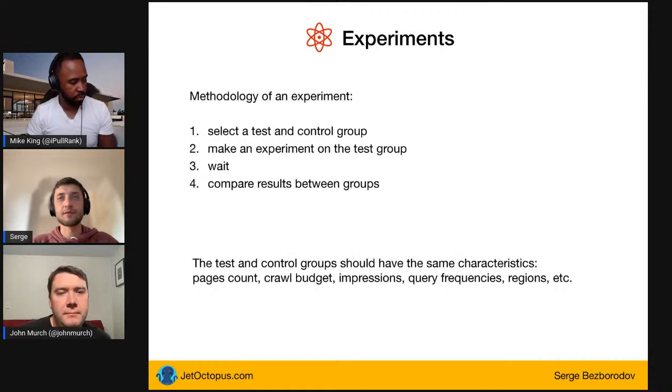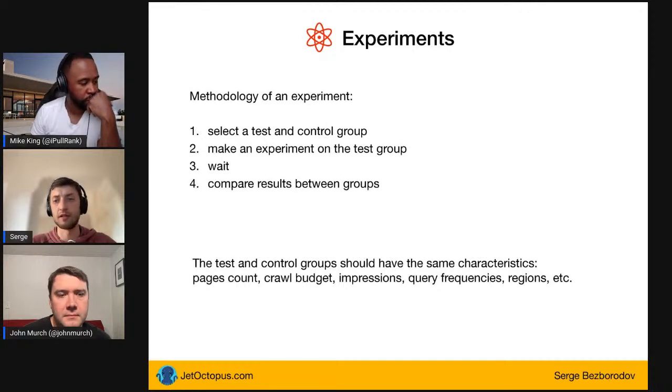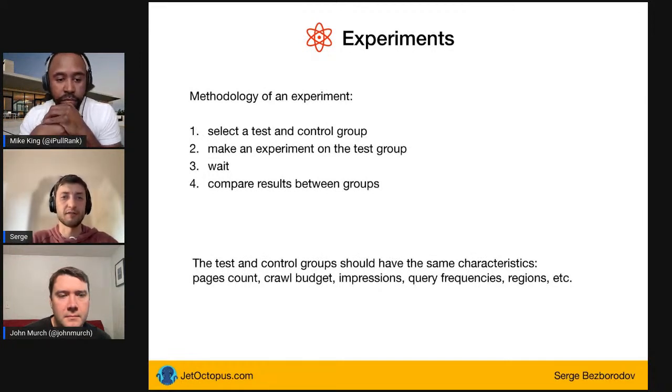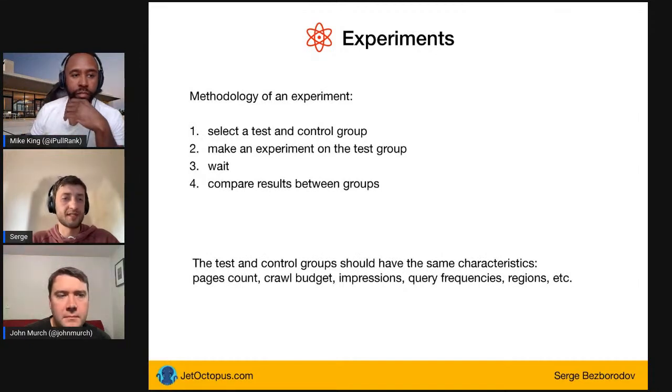And you select groups which are very similar between them by page count, by crawling budget, by queries those groups ranked for, regions, whatever. And we apply an experiment on our test group, and with the control group we do nothing. Then we wait some time, usually 2 weeks or 1 month is enough, you see by logs that Googlebot has recrawled your control group and test group, and you compare results.